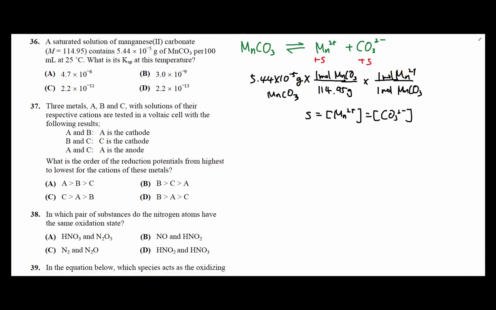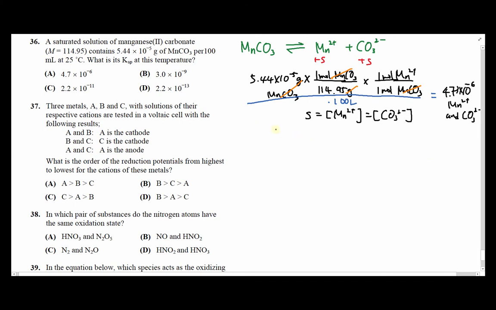On the top I'm gonna get moles of the ion, cation and anion. On the bottom I'm gonna divide that by 0.100 liter to form the big M, the molarity. And you're supposed to get 4.73 times 10 to the negative 6. And that applies to our carbonate ion as well.